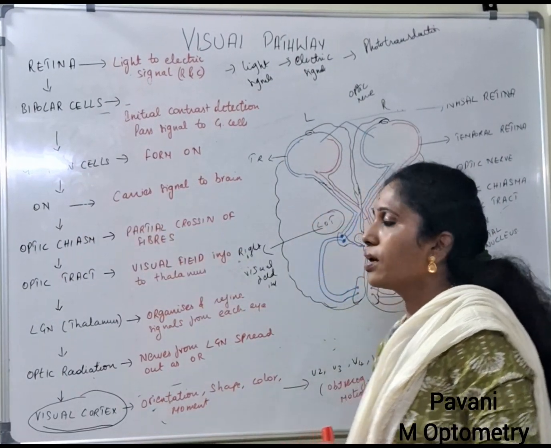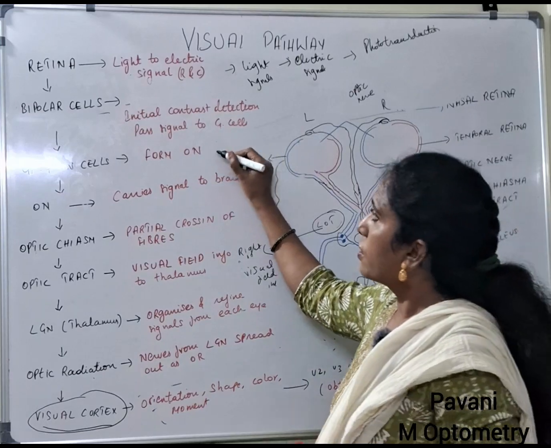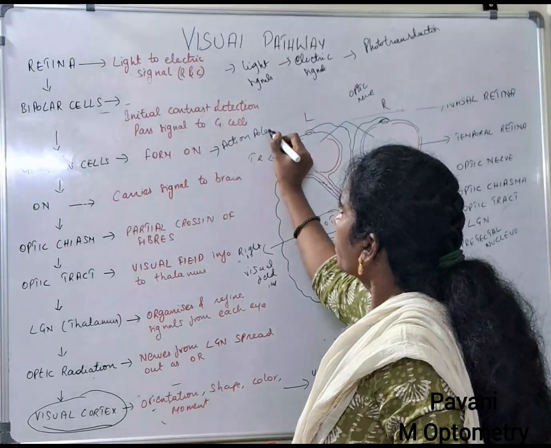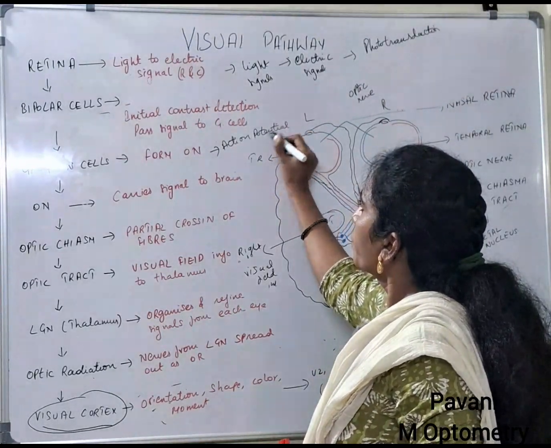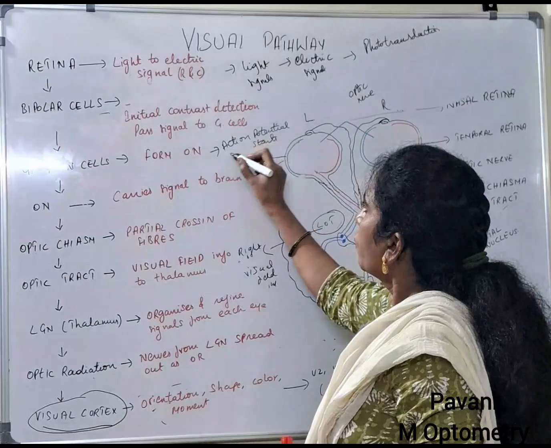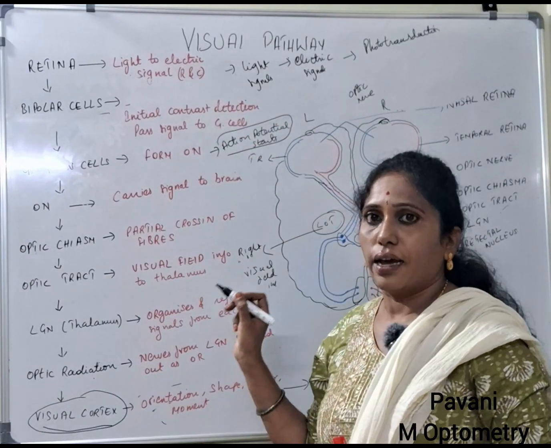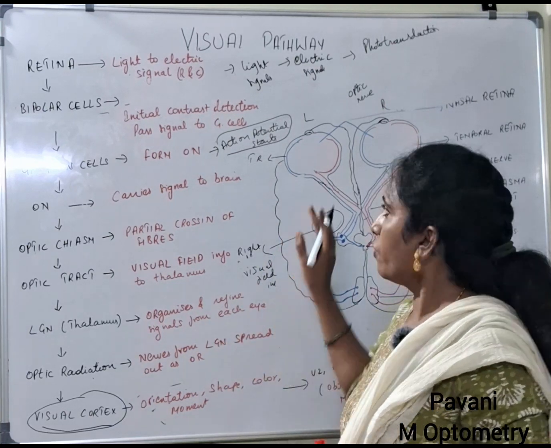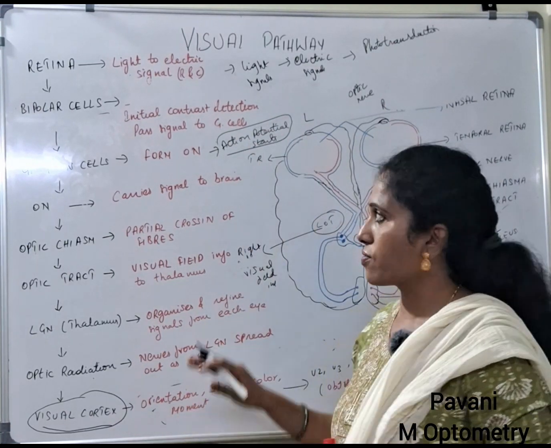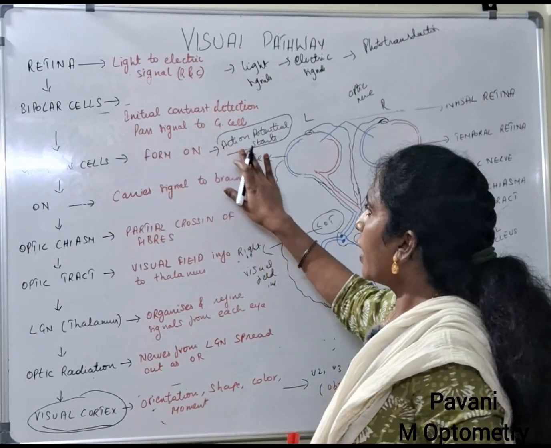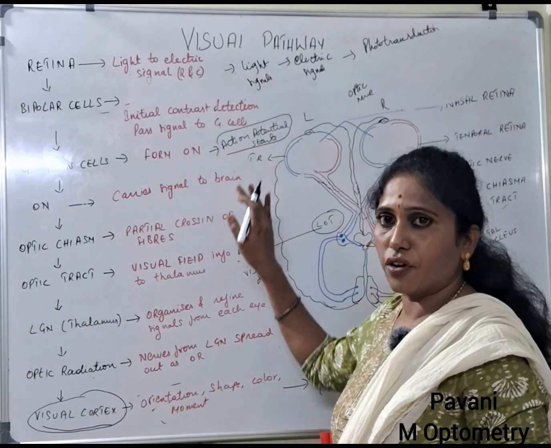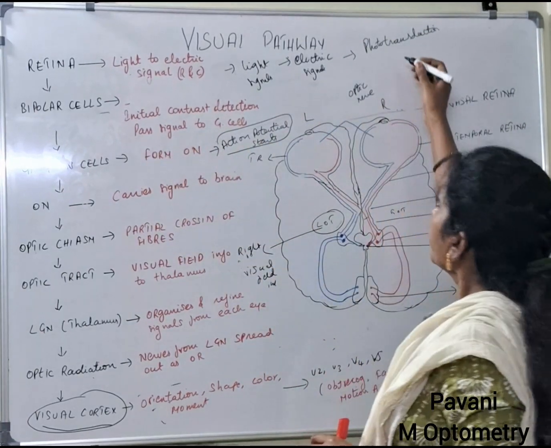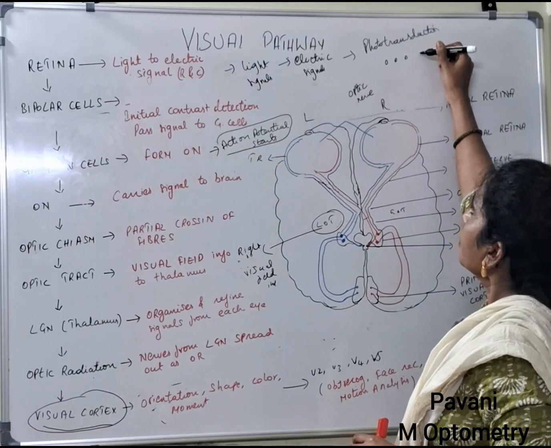Next, coming to the ganglionic cell. This is the place where the first action potential starts. When there is an action potential only, the electrical signals, the visual information, will be sent through the neurons to the brain. Without action potential the information will not be passed. So at the ganglionic cell layer the action potential starts, and then the visual information will be sent through the neurons to the brain.